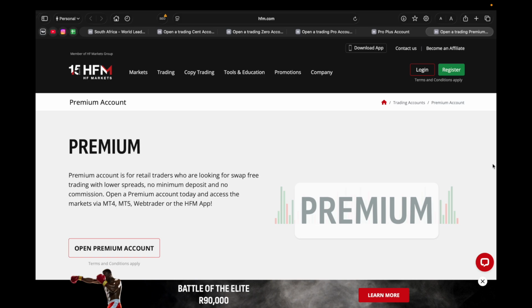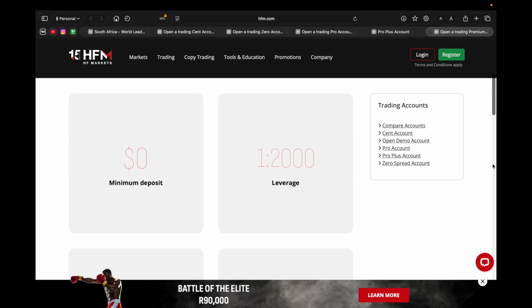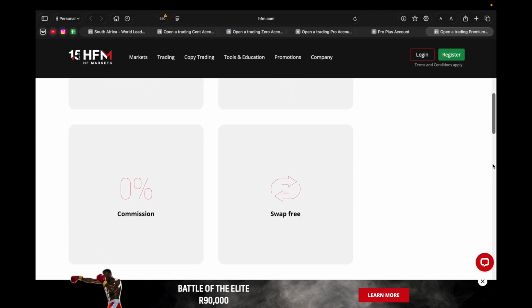And here we have our Premium account. The Premium account is for all retail traders who are looking for swap-free trading with lower spreads, no minimum deposit and no commission. Open a Premium account today and access the markets via MT5, MT4, WebTrader, or the HFM app. Minimum deposit $0, leverage 1 to 2,000, commissions 0% and swap free.